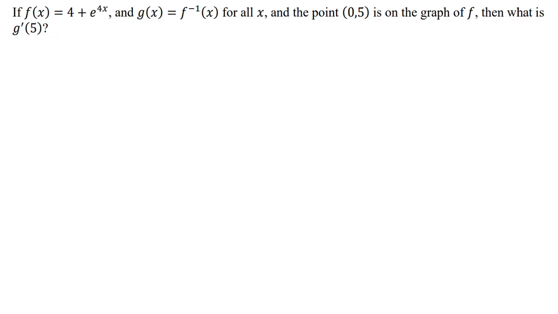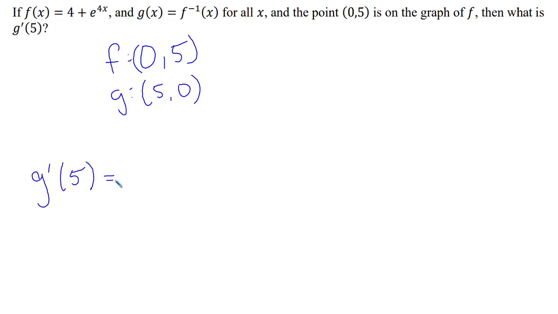And our last one here is pretty much the exact same question. We've got f of x is 4 plus e to the 4x. And we've got g and f are inverses of each other. And so if we know that's true, then we should just be able to use that same idea, right? We should be able to just say, well, if f contains (0, 5), then g contains (5, 0), and g prime of 5 ought to equal 1 over f prime of 0.